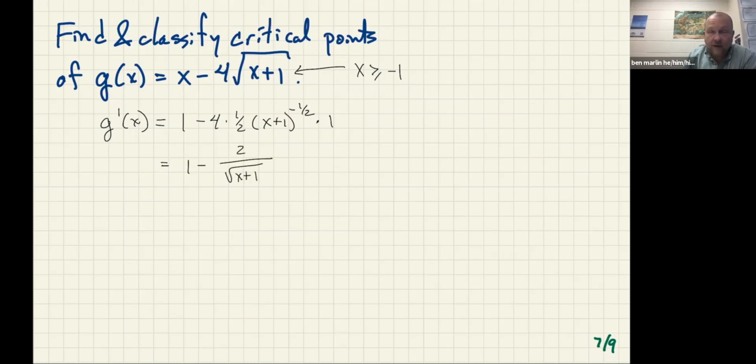Okay. Now, look at it. Notice there's a division by 0 when x is equal to -1. So x equals -1 is a critical point. So we'll have to think about that a little bit, okay? But then we also have to think about, well, let me move that out of my way.